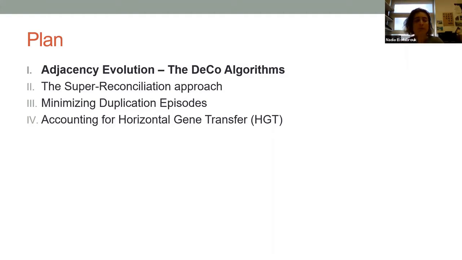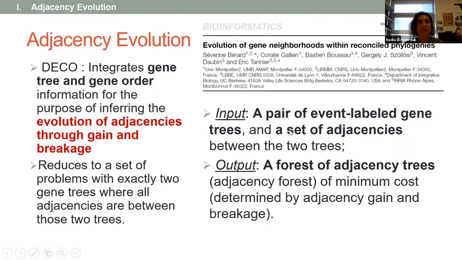Okay, and so in the review paper, I have many more methods, but here I will reduce to three. So the DECO algorithms, the super reconciliation approach, minimizing duplication episodes. So I will talk more about duplication and losses here. And finally, I will show how this method generalizes to horizontal gene transfers.